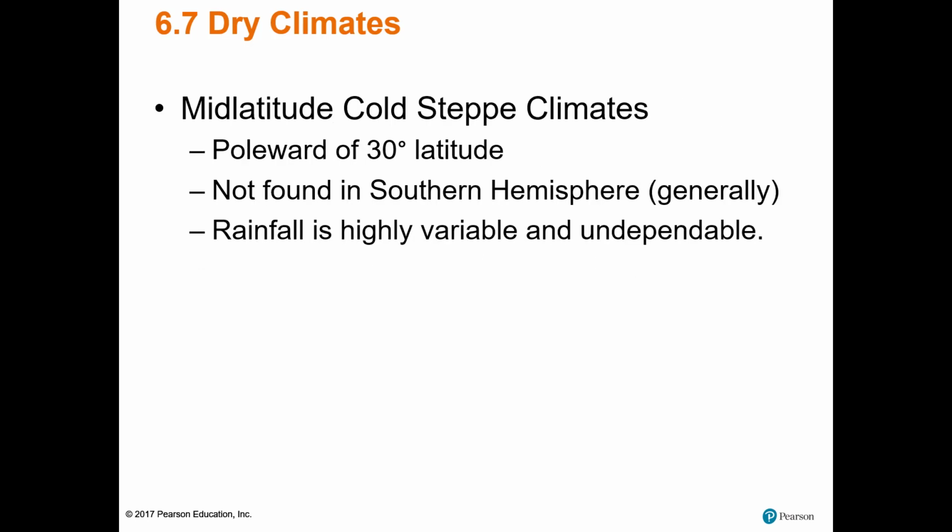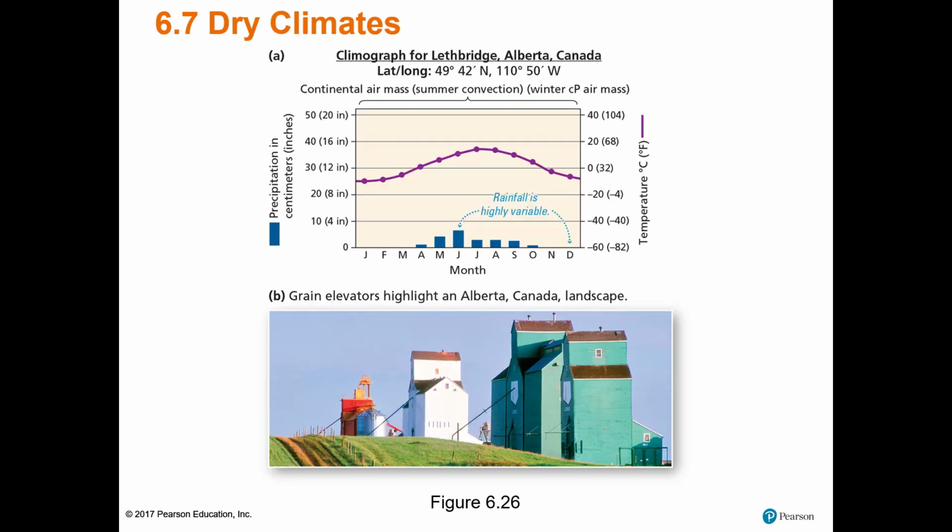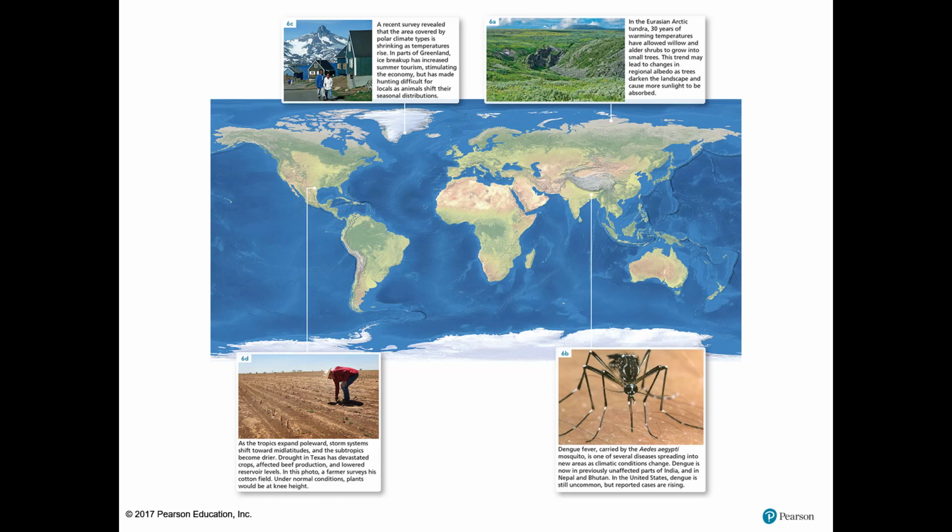With mid-latitude cold steppe climates, they occur north of 30 degrees latitude in the northern hemisphere, and they're not found in the southern hemisphere. The rainfall is highly variable and undependable. Here is a climograph for a dry area in Alberta, Canada, and you can see the rainfall is highly variable. So June has much more rainfall than December, and this area is controlled by a continental air mass of winter continental polar air. So these are some examples of conditions that occur because of climate controls.